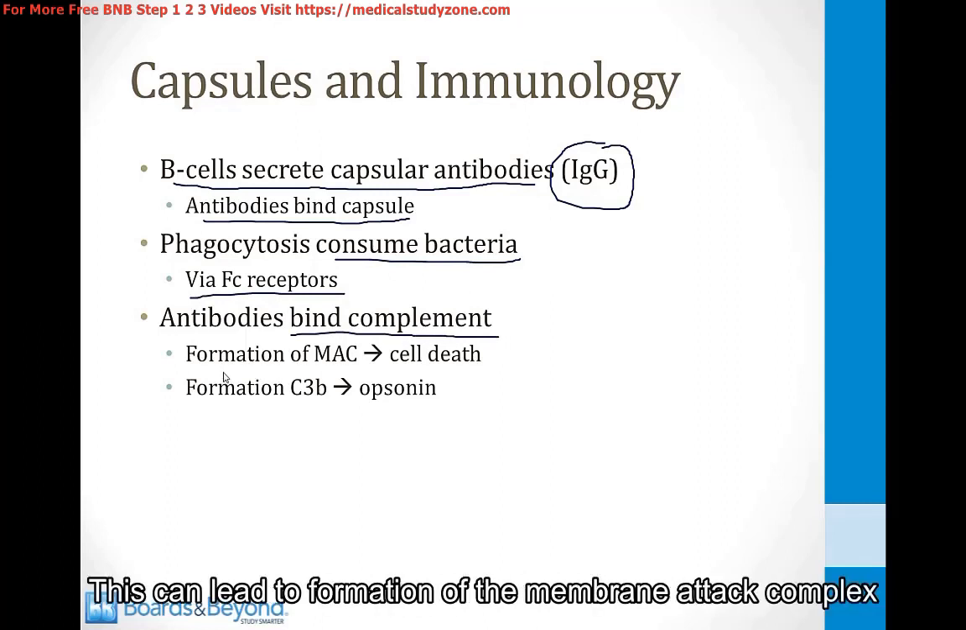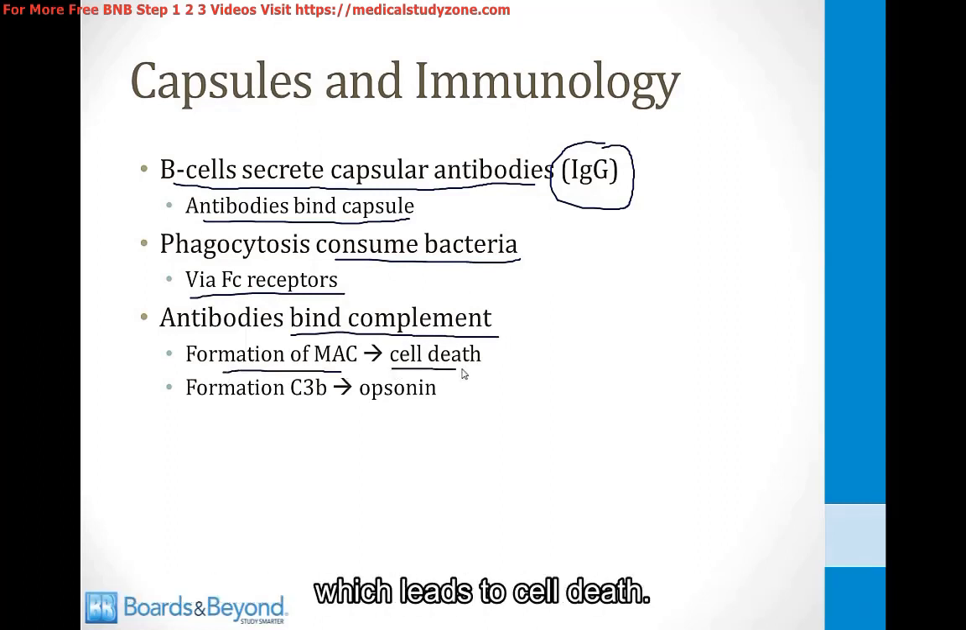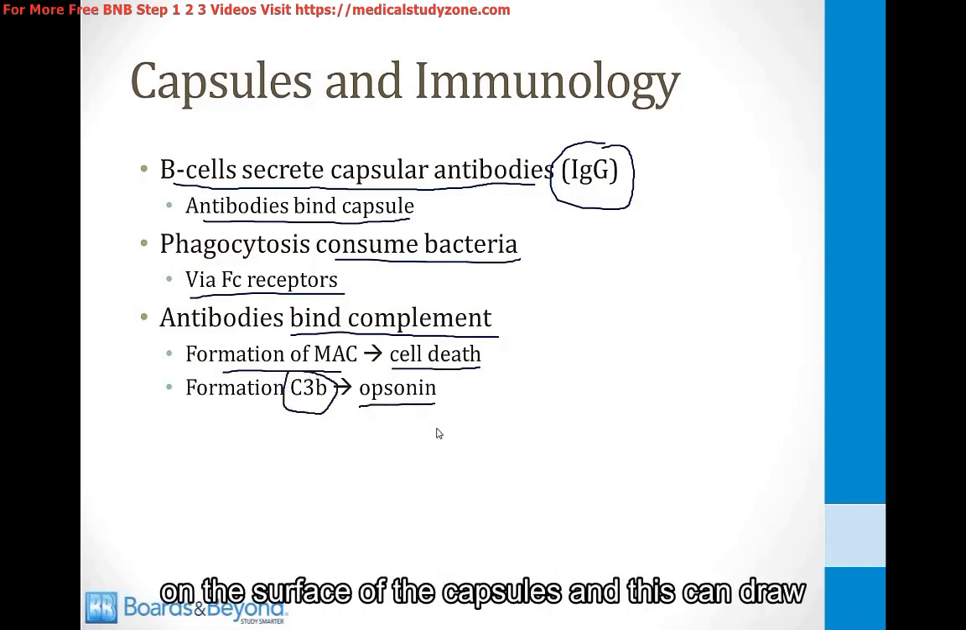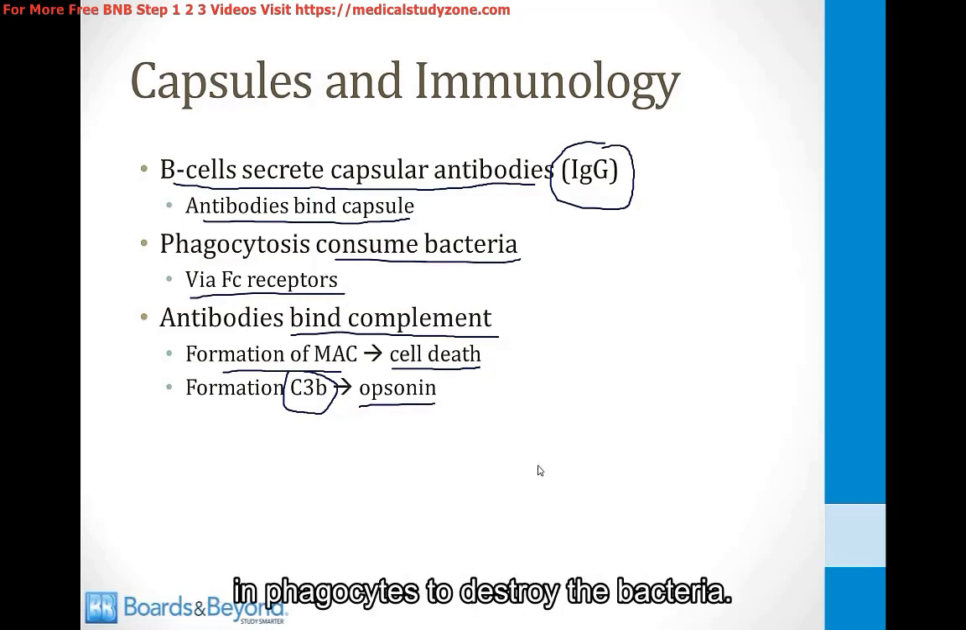This can lead to formation of the membrane attack complex, which leads to cell death. In addition, the C3b protein, which is an opsonin, can form on the surface of the capsules, and this can draw in phagocytes to destroy the bacteria.